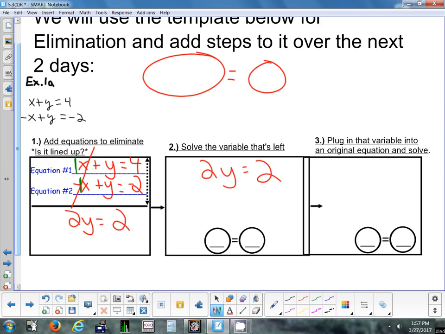So in this type, case 1, where it's already set up for me, I already have same number, same letter, different sign. I don't have to multiply or anything like that. It's already ready to go for me. I'll take what's here, bring it into the middle box of my template, and solve the variable that's left.